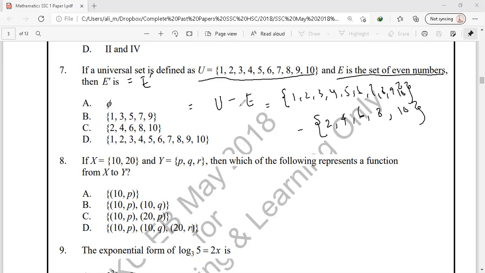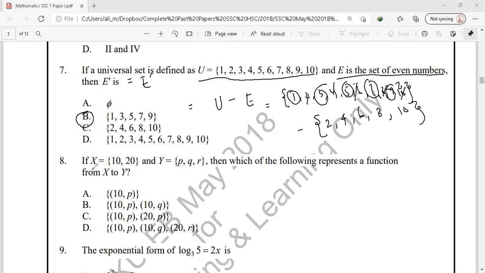So in this universal set, the set of even numbers that is formed is 2 4 6 8 10. So after subtracting 2 4 6 8 and 10 we will get 1 3 5 7 and 9. So the correct option in question number 7 is option B, 1 3 5 7 and 9.